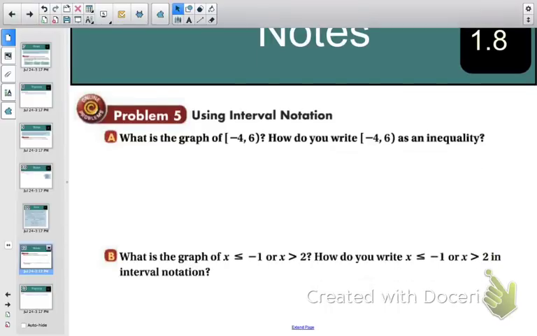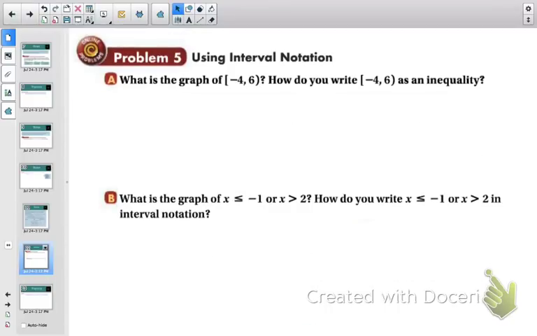So if we look at this one, it says, problem 5, what is the graph of -4 to 6? And -4 is included. So I'm going to write my graph. Again, I only really need these two endpoints here, -4 and 6. This is a closed circle, and this is an open circle. Okay, and it's going to be everything in between there. I'm shading all this stuff.